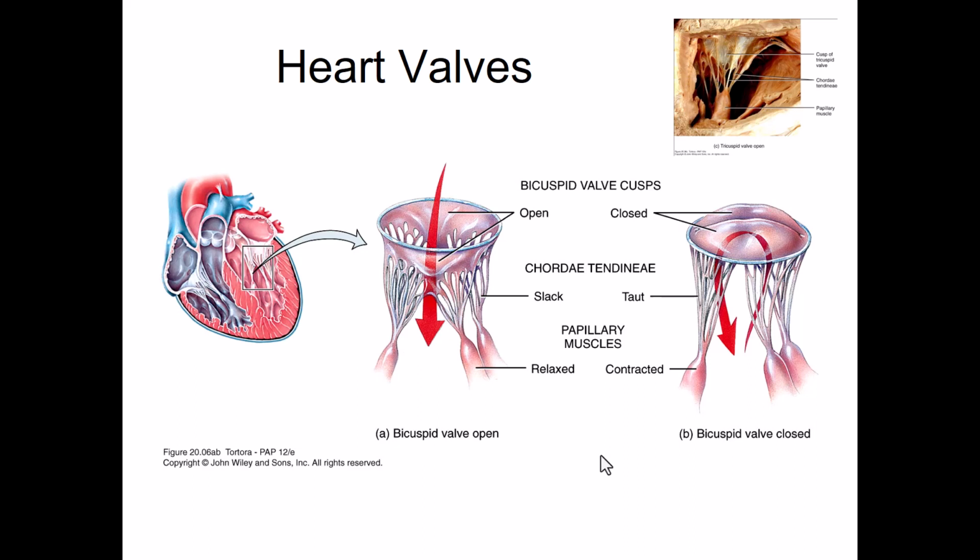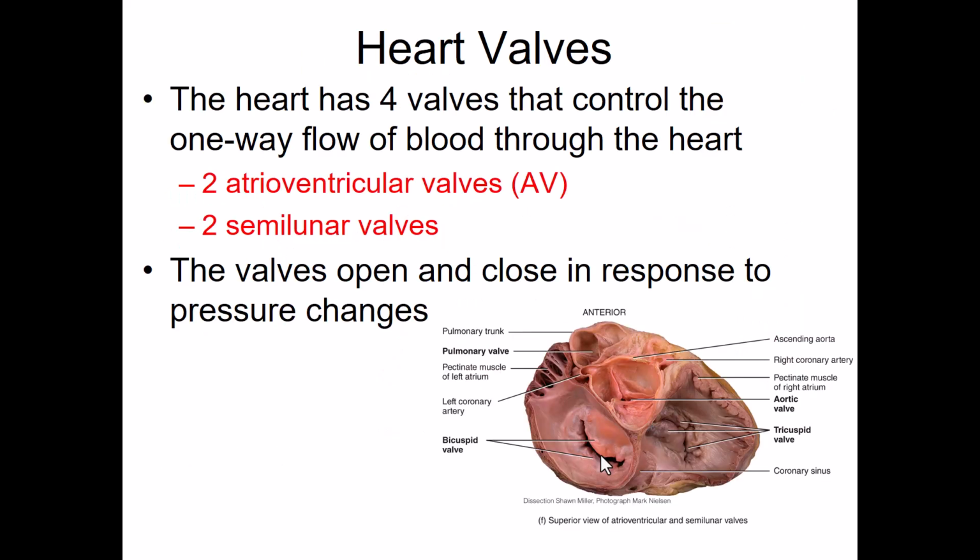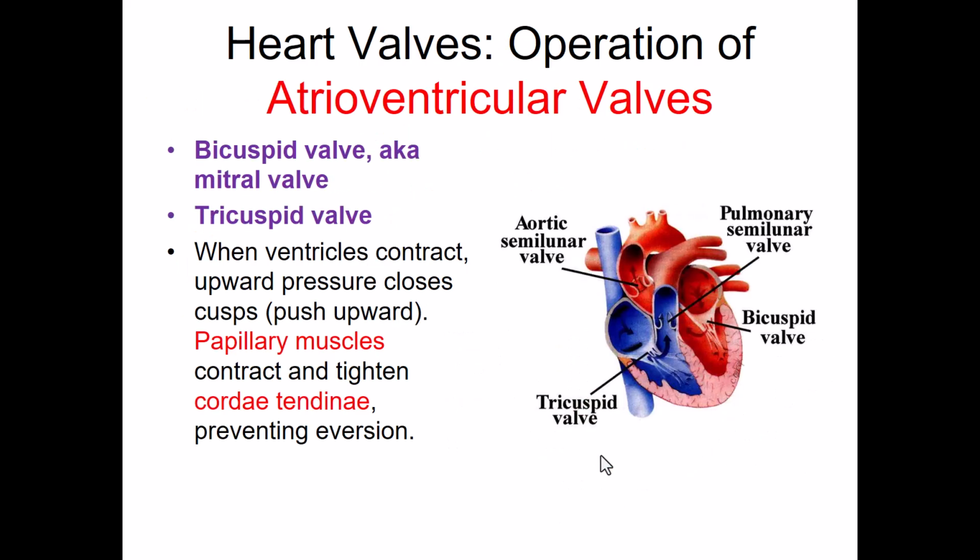So pictured here is the bicuspid valve because it has 2 cusps. The tricuspid would have 3. So we said those 2 atrioventricular valves, the bicuspid and tricuspid, are located between the atria and ventricles. The other 2 valves are of a type called the semilunar valve, and the semilunar valves are less complex in structure. Both the atrioventricular and the semilunar valves open and close in response to changes in pressure to promote the one-way flow of blood through the heart.